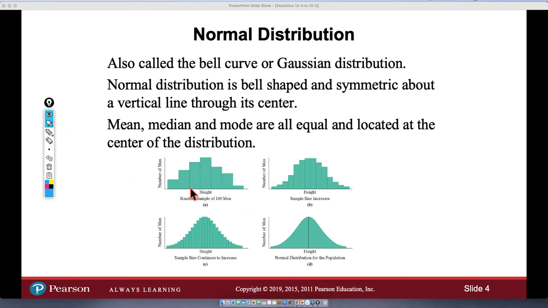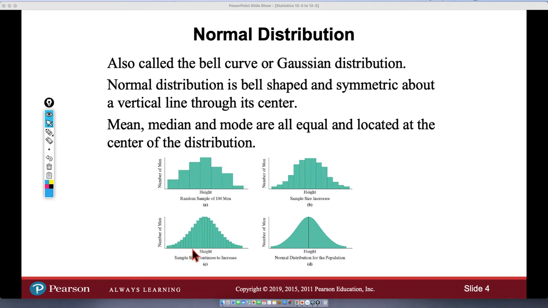We'll do that. So the height of these is going to be how often, or it could be percentage. This one is the height of men, and each bar's height would be how many men are that particular height. And we kind of see this overall shape of what we call a bell-shaped curve, right? It goes up and comes down.